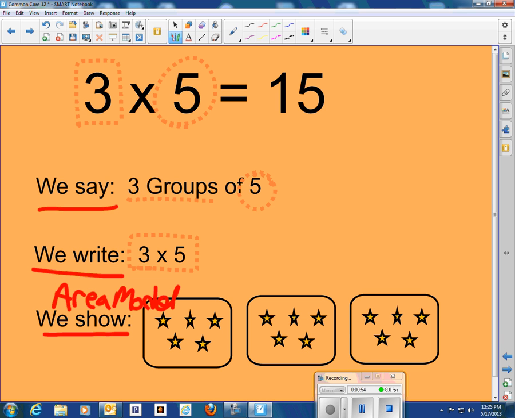And just how we said it, 3 groups of 5, when we do an area model or we show it, we're going to have 3 groups. So 1, 2, 3, and within each group we have 5, in this case stars, or 5 objects. And 3 times 5 is 15.